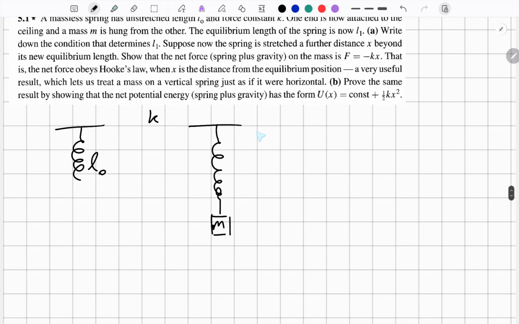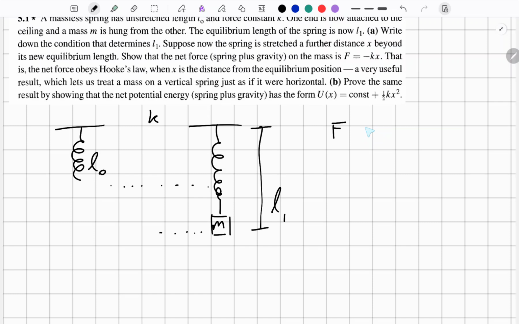And now we have a new equilibrium length. This new length is L1. So we went from L naught down to L1. Now we want to write down the condition that determines L1. And suppose now that the spring is stretched a further distance.